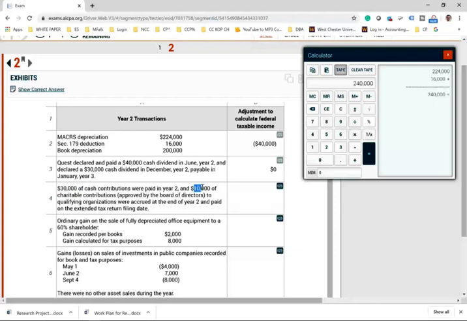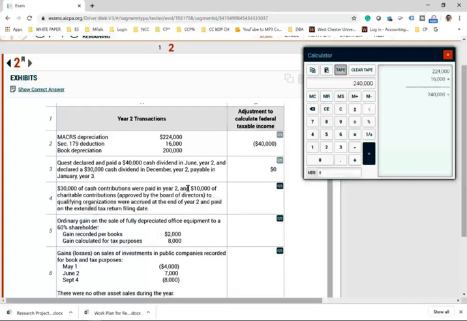Now, the other 10,000 here, we deducted another 10,000 of charitable contribution approved by the board to qualified organizations. So far, so good. It was approved by the board and it's a qualified organization that was accrued at the end of the year. So far, so good. Here's the problem. Paid on the extended tax filing date. Well, remember, if you accrued it, you have to pay it within a certain period of time. I don't remember the exact date, but definitely not on the extended tax return. So since you waited too long to pay that, you cannot take the deduction.